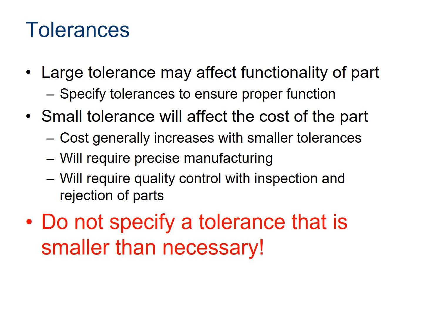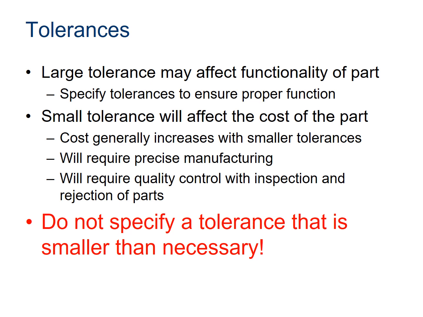Now, large tolerances can affect the functionality of your part. You have to specify what those tolerances are to make sure that you have proper function of your parts. A small tolerance will affect the cost of the part. So cost generally increases with smaller tolerances. That means the tighter you have to have something, the more exact you have to have a part, the more expensive it is to make it, because it will require some very precise manufacturing.